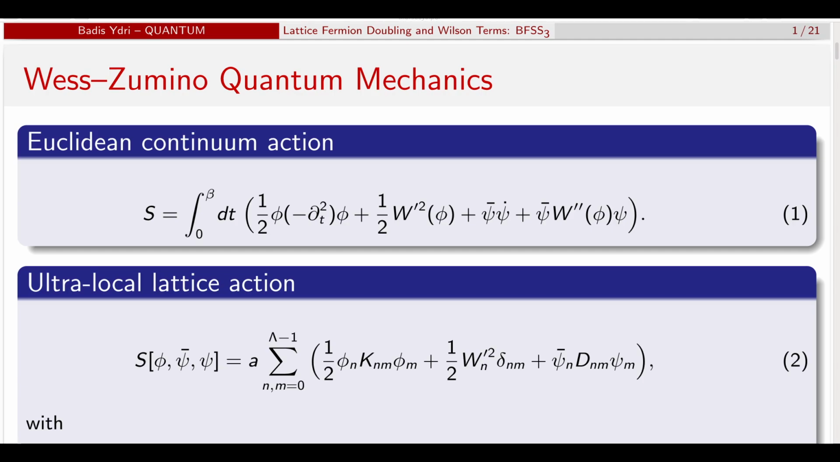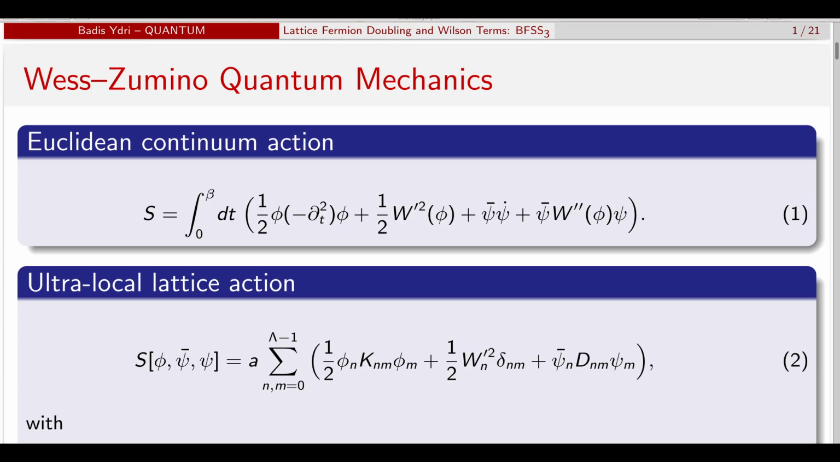Let us begin with the simplest supersymmetric system, Wess-Zumino quantum mechanics. It is a one-dimensional supersymmetric field theory with two supercharges, often viewed as the dimensional reduction of the Wess-Zumino model in higher dimensions. The theory contains one real scalar field, phi of t, and one pair of Grassmann fermions, psi and psi bar. The dynamics are encoded in a single real function, W of phi, known as the superpotential, which determines both the scalar potential and the Yukawa coupling.